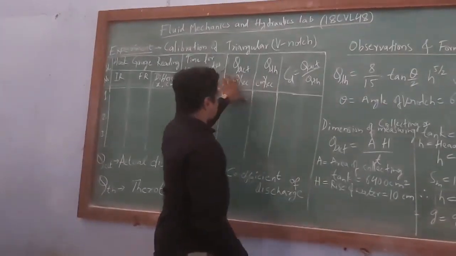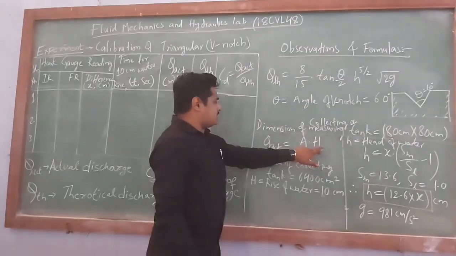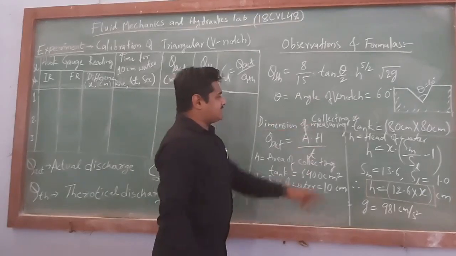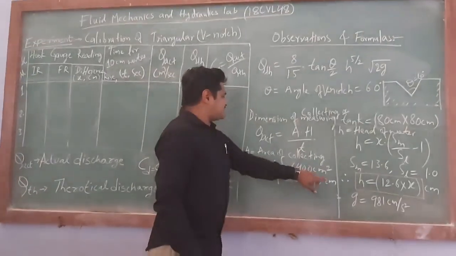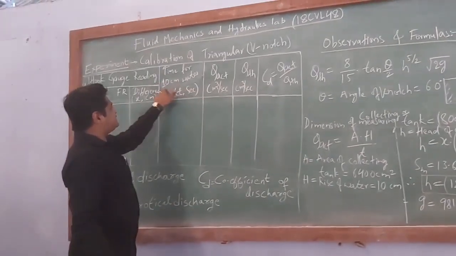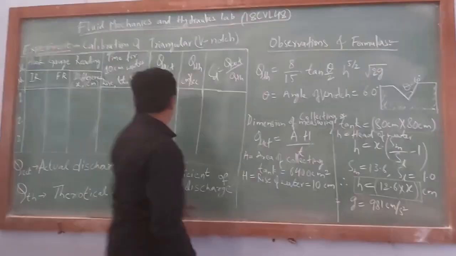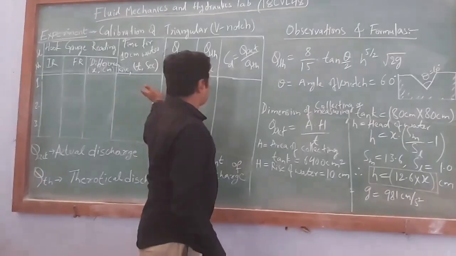Next is Q actual. Q actual is given by the formula capital A into capital H by T. Capital A is nothing but the area of the collecting tank, that is 80 into 80, which gives you 6400 centimeter squares. H is the rise, in centimeters, the 10 centimeter rise of water. And T is the time taken for the rise of 10 centimeters of water.